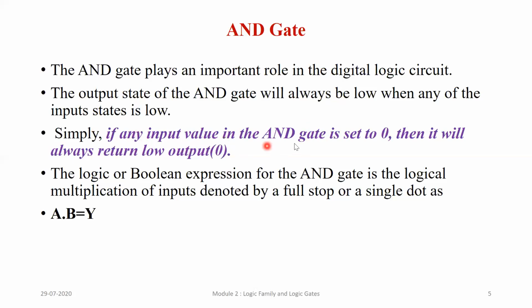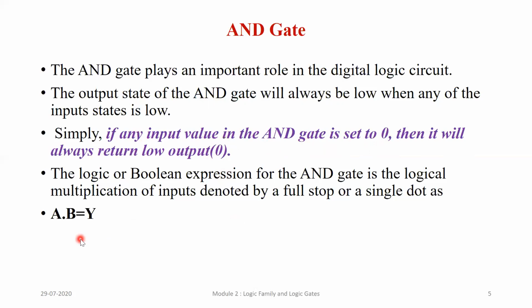If any input value in an AND gate is set to 0, then it will always return a 0 value. So if you have logic level 0 in any of the input combination, your output will be logic 0. This is the sentence that you write.